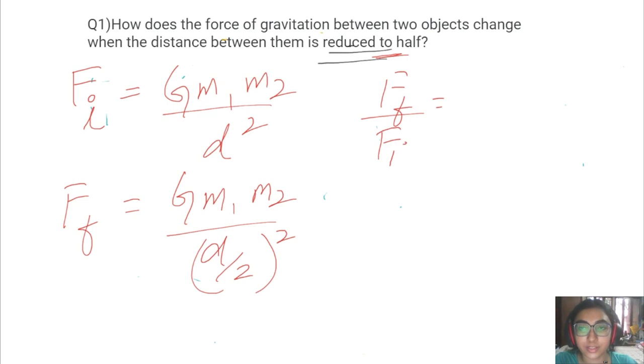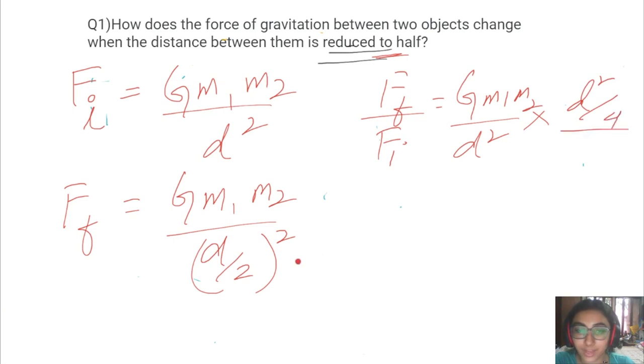Okay, so what will happen by doing this? G m1 m2 by d square. We know that in division, when we multiply, the denominator's inverse is taken, so it will be d square by 4. I've squared both d and 2 here, so by G m1 m2. We strike off everything, so what will we get here?